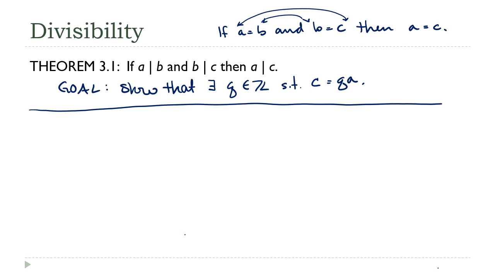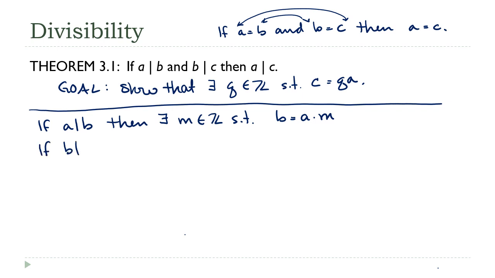Well, let's start with our definition again. If A divides B, then there exists an integer M such that B equals A times M. And similarly, if B divides C, then there exists, and we've got to use another variable here, an N, an element of Z, an integer N, such that C is equal to B times N.